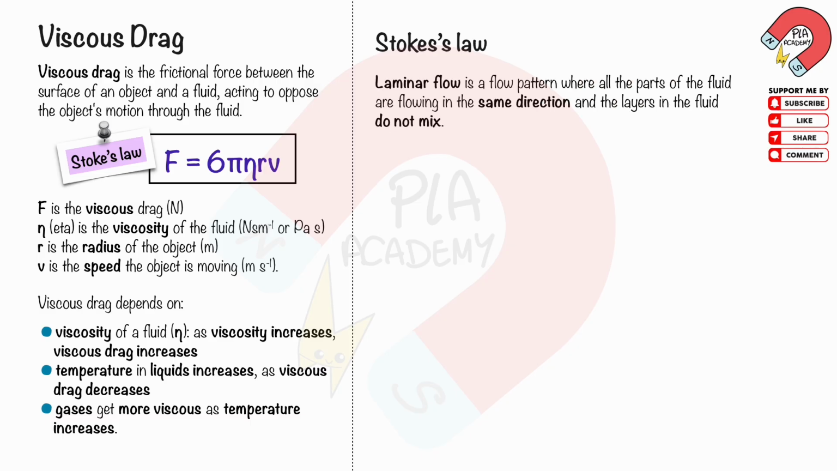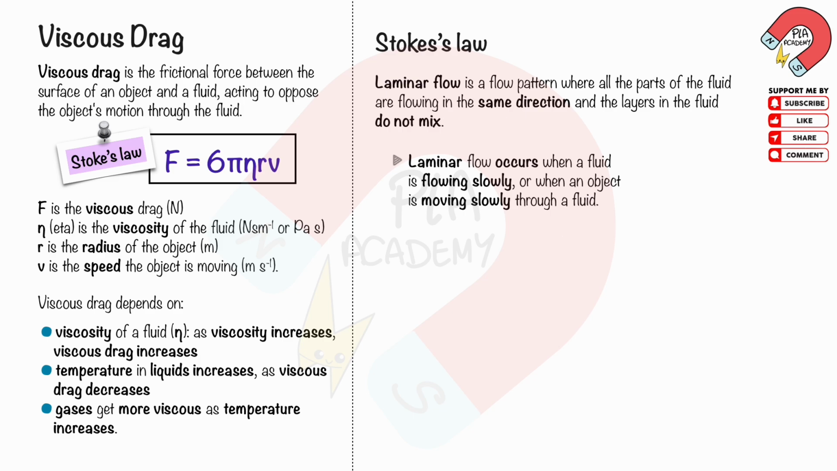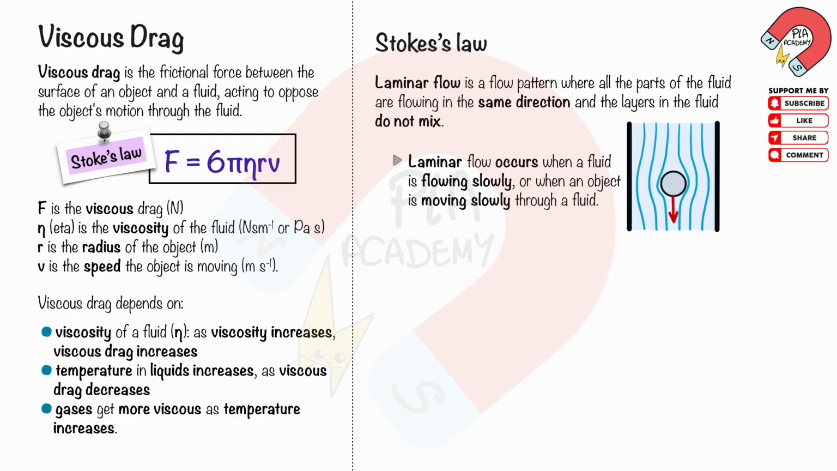Laminar flow is a flow pattern where all the parts of the fluid are flowing in the same direction and the layers in the fluid do not mix. Laminar flow usually occurs when a fluid is flowing slowly or when an object is moving slowly through a fluid. The diagram shows a ball falling slowly with laminar flow, and these are the laminar layers.